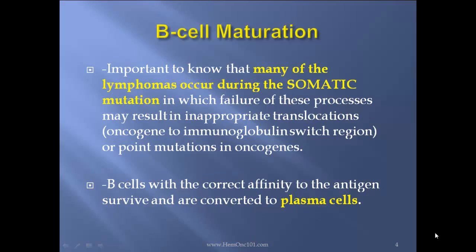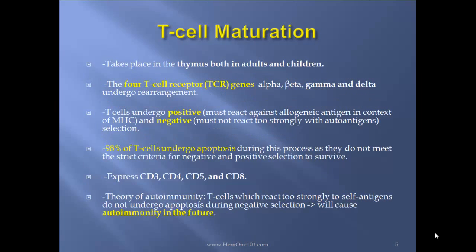It is important to note that many of the lymphomas occur during the somatic mutation, in which failure of these processes may result in inappropriate translocations, for instance oncogene to immunoglobulin switch region, or point mutations in oncogenes. B cells with a correct affinity to the antigen survive and are converted to plasma cells.